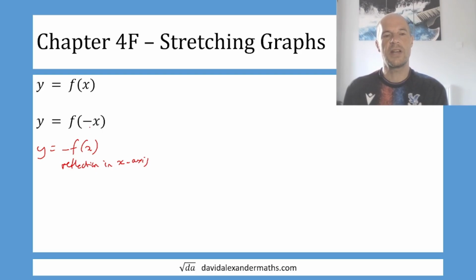in the x-axis. Now here the transformation's inside the bracket, so it's going to affect the x values. So a positive x value will be made negative, and a negative x value will be made positive. So again, we can see this is a reflection in the y-axis.